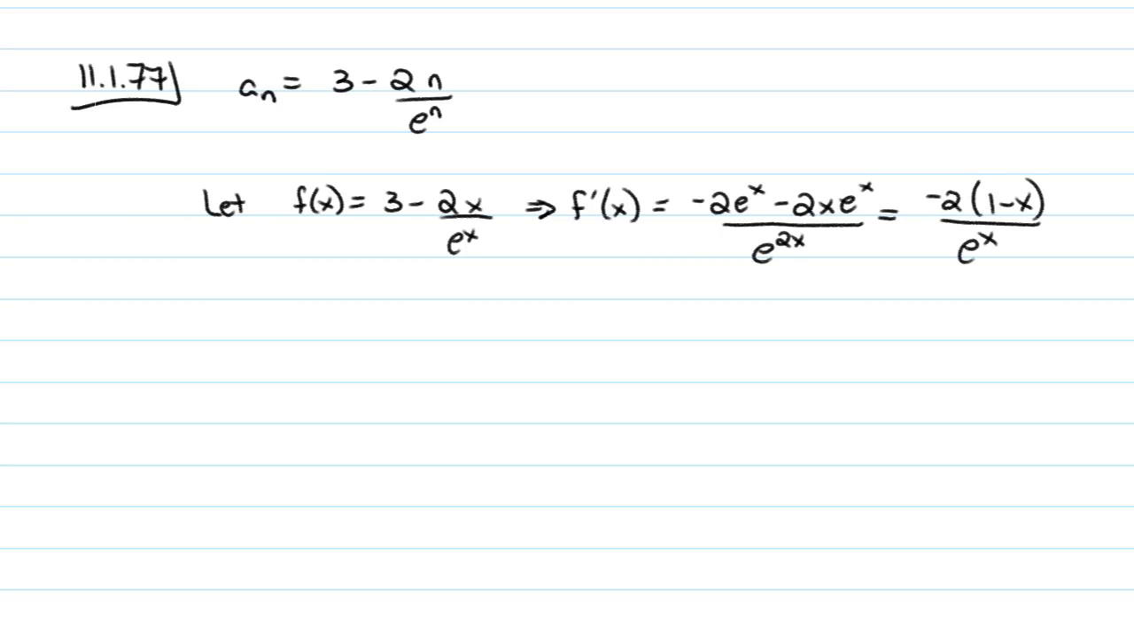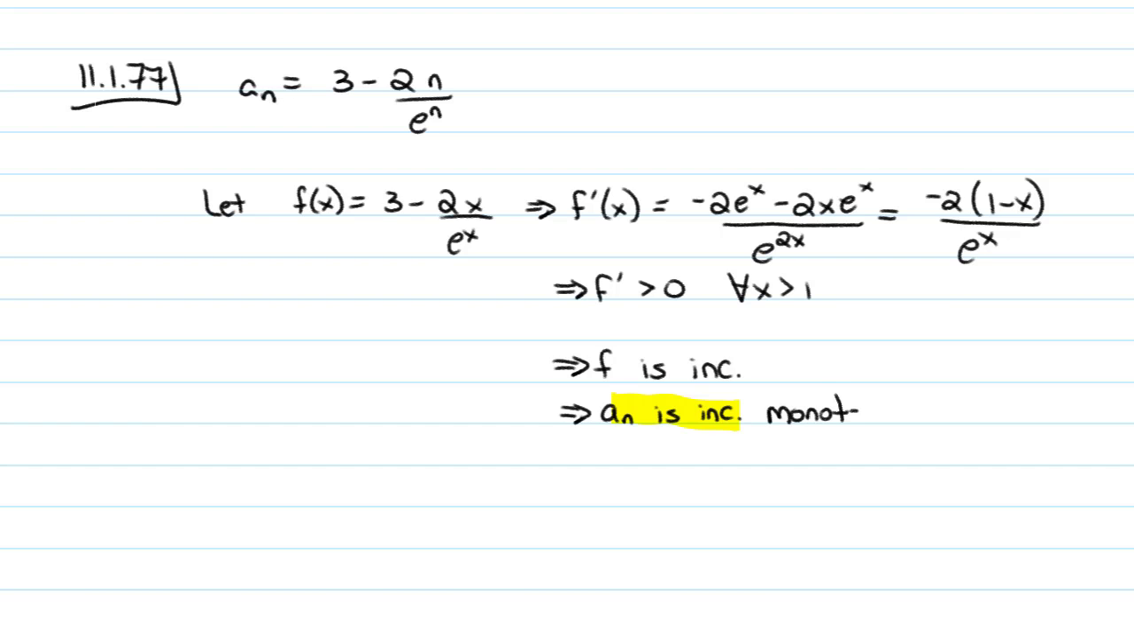So you get this. And that f prime is negative times something that, when x is greater than 1, is going to be negative. So f prime is positive for all x greater than 1. And so, therefore, we know that f is increasing, and that implies that a sub n is increasing. So now that I know that a sub n is increasing, I'll go ahead and highlight that. It's increasing monotonically, by the way.